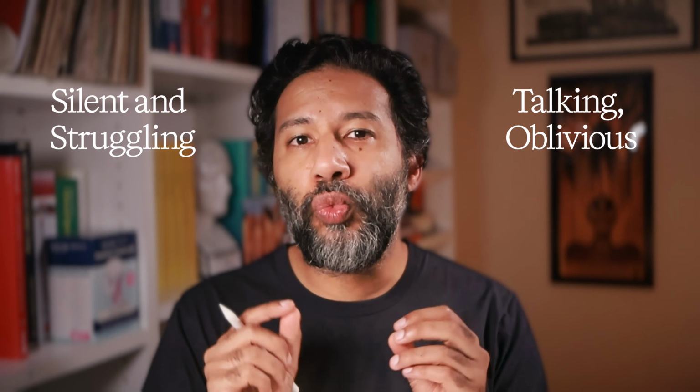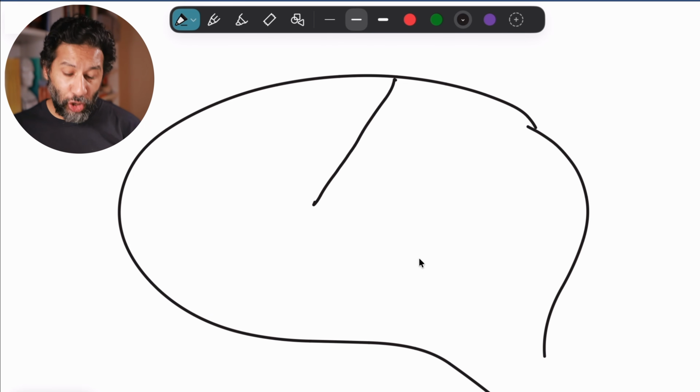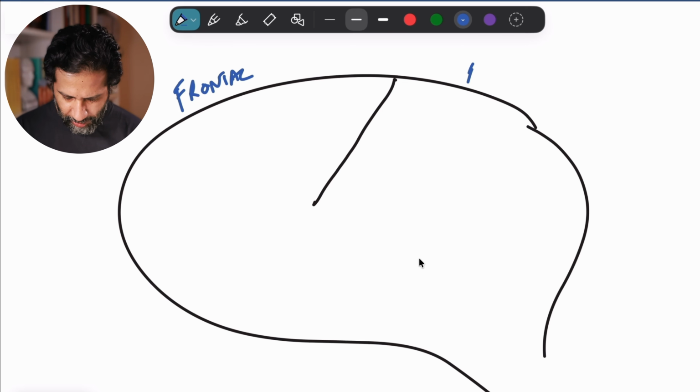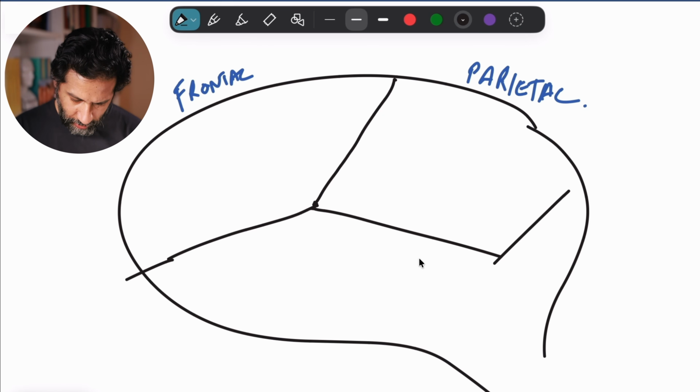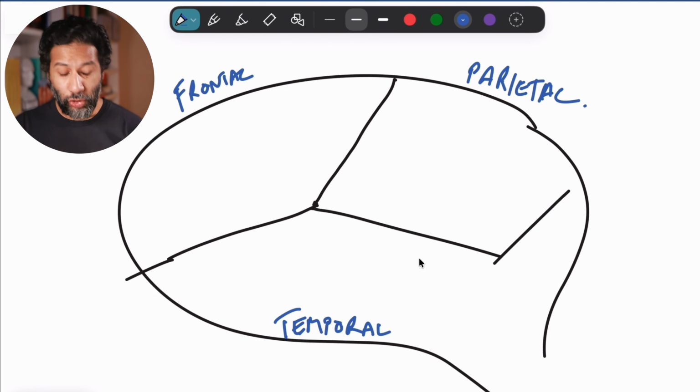Now, let me show you where those lesions are. As always, excuse my horrendous drawings. So we have our brain. And if you remember from the last episode, we have something called a central sulcus that separates the frontal lobe from the parietal lobe. So here we're going to have frontal. This is going to be parietal. This down here is going to be our temporal lobes. We have our 3 major lobes that I'm going to talk to you about today.